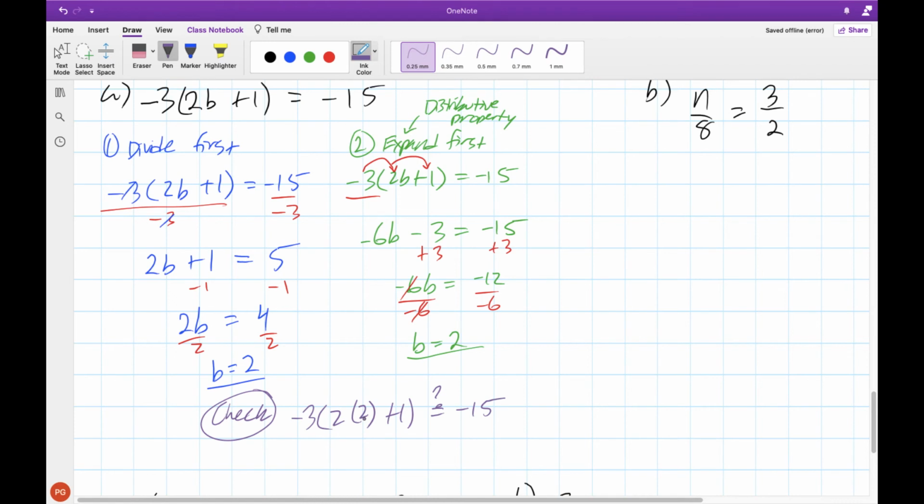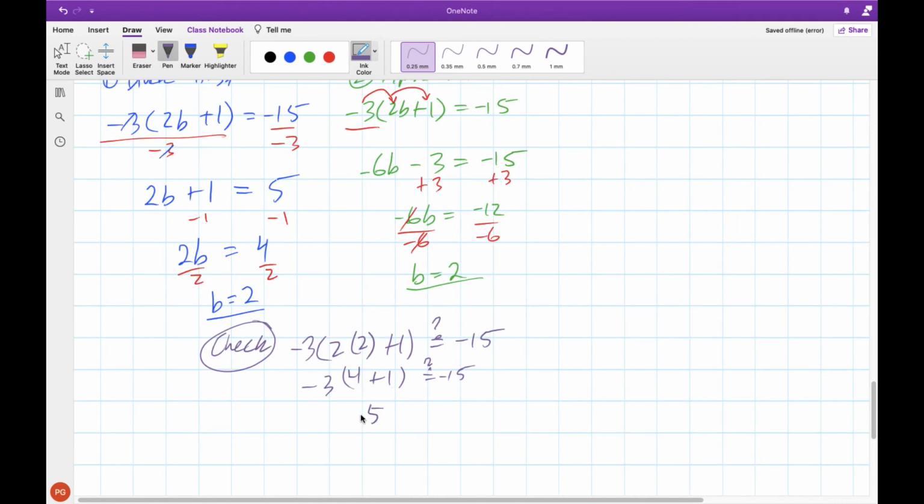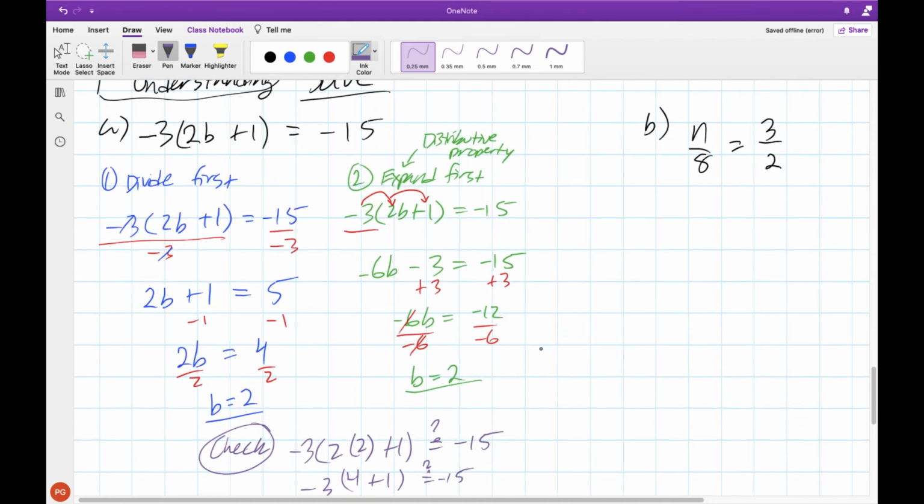So let's check this. 2 times 2 gives us 4 plus 1. 4 plus 1 gives us 5. -3 times positive 5 gives us -15 on both sides here, so we know we got our right answer. And notice, no matter which way you do it, if you do it right, you get the right answer.